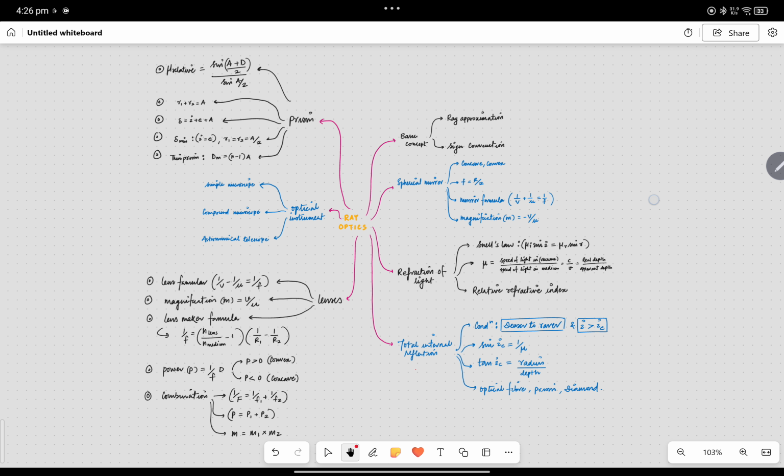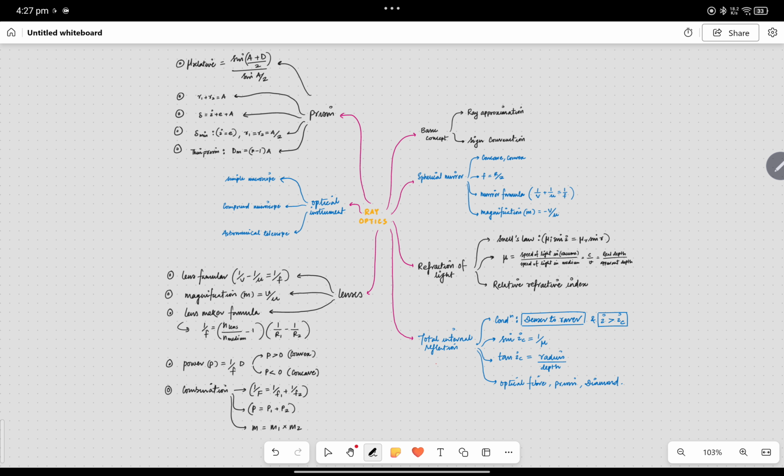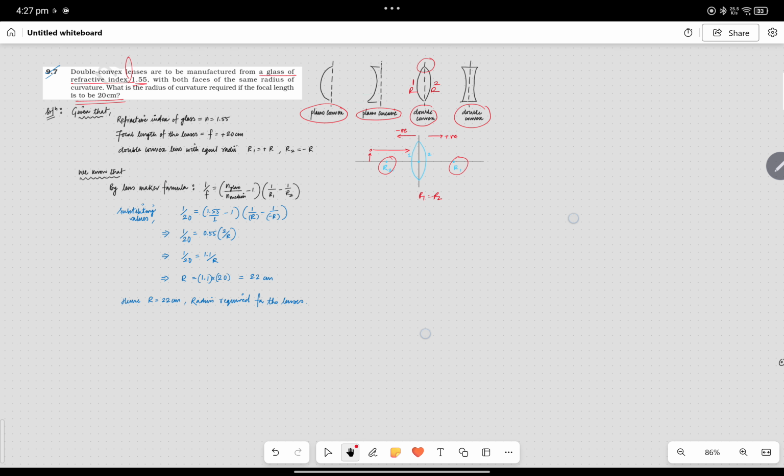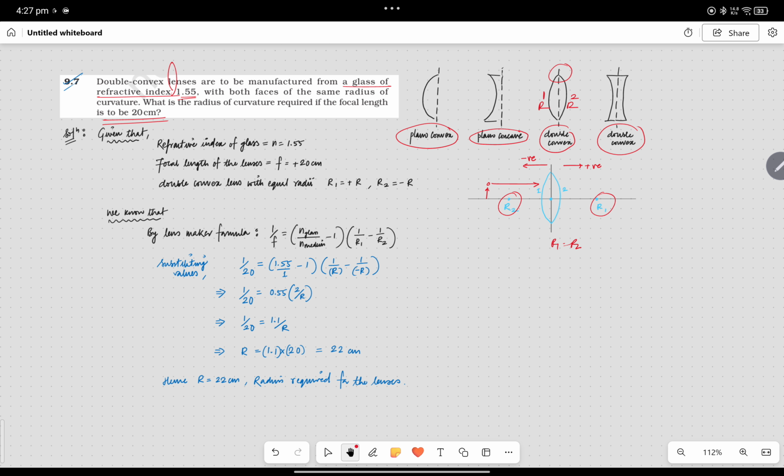So this is the mind map of ray optics, and you can see the important topics given in NCERT: basic concepts, then spherical mirror, then reflection of light, total internal reflection, then prism, optical instruments, and then lenses. And this particular question is right from lenses, right? So in lenses particularly you have seen the lens maker formula that is used to make lenses or get the power and focus of combined lenses, right? So this is an important concept that you have to keep in mind, and please revise that whole mind map so that it will be easy for you to grasp and retain the concepts, right?